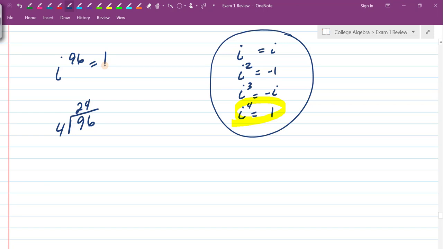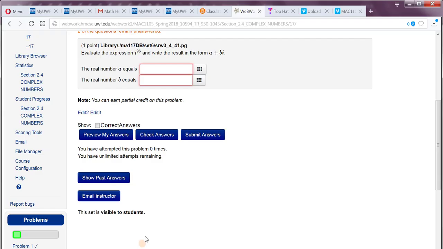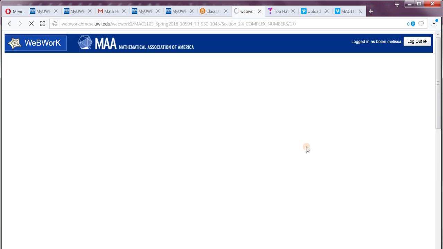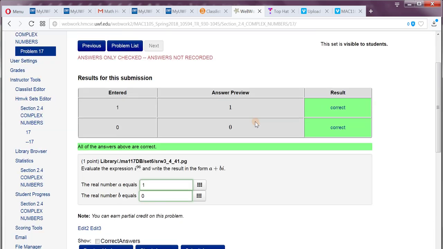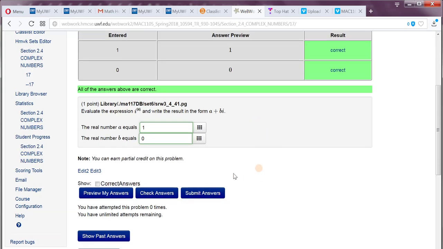And that is the only part left. It's a real number. We don't have a complex part of the answer. So we'll come back over here and we'll put 1 right there. We don't have a complex part, so that is 0. We'll check our answers, and that is correct. So that is how we solve that.